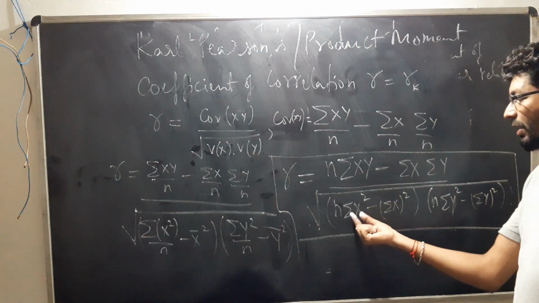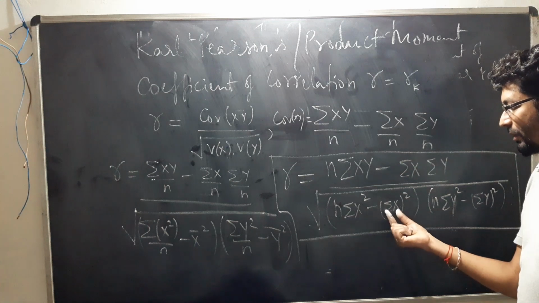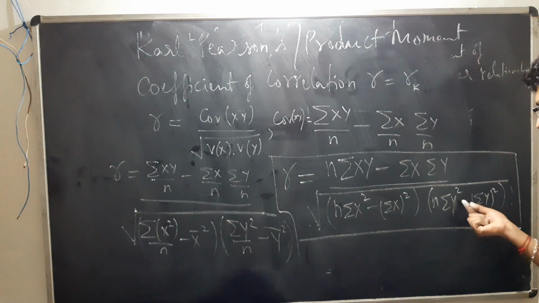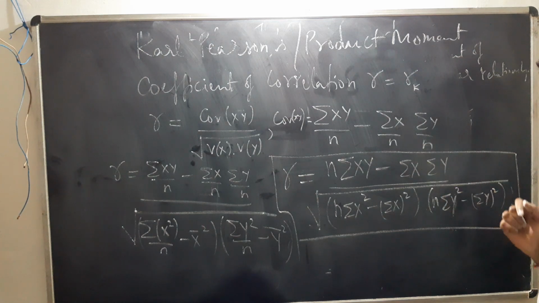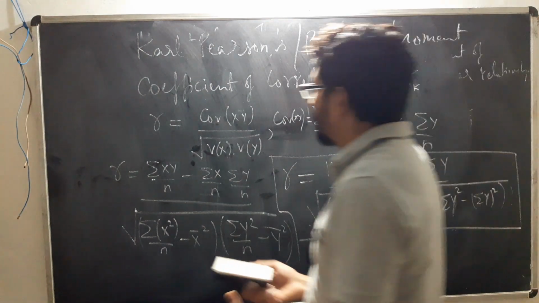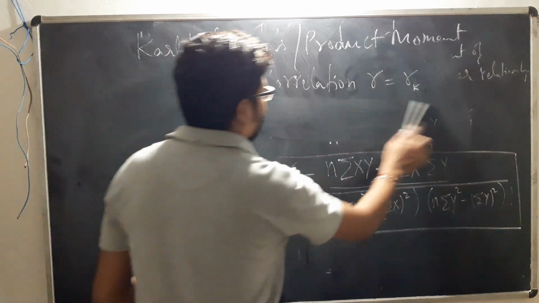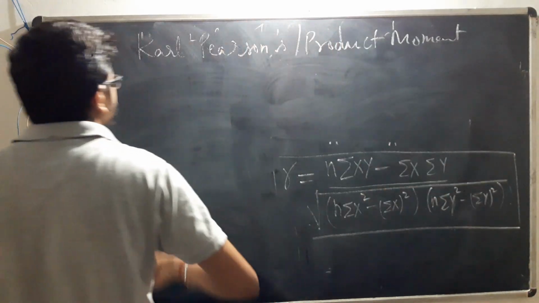Should be careful here. This is total of x square. This is total of x the whole square. Total of y square minus total of y the whole square. This is Karl Pearson correlation.